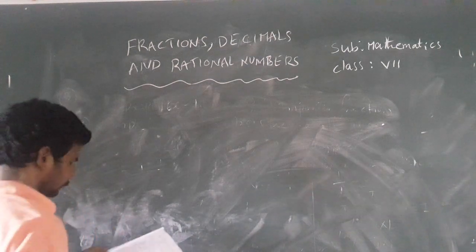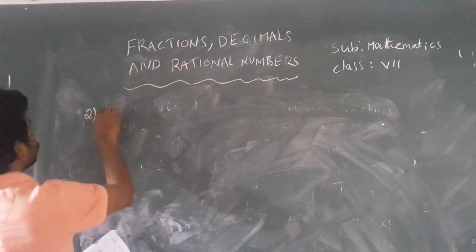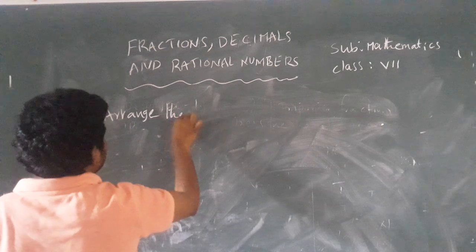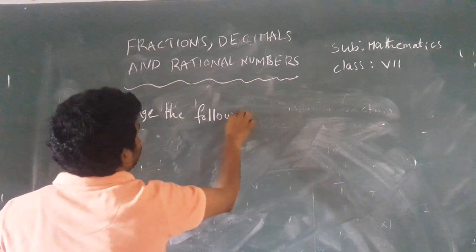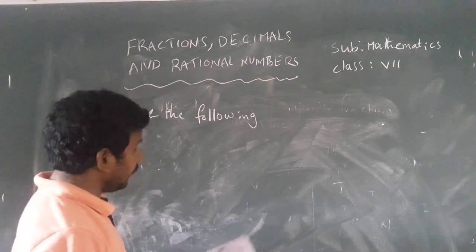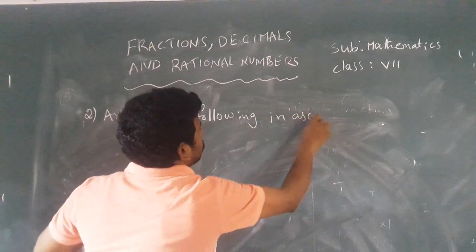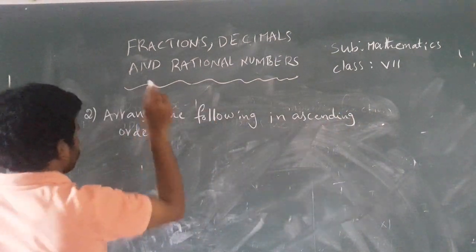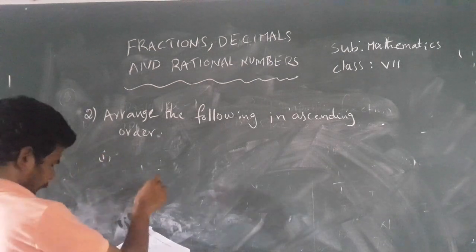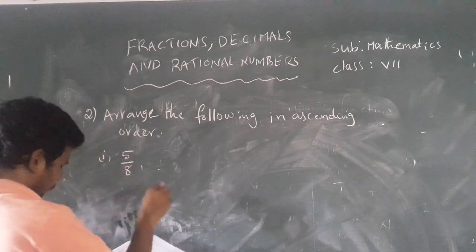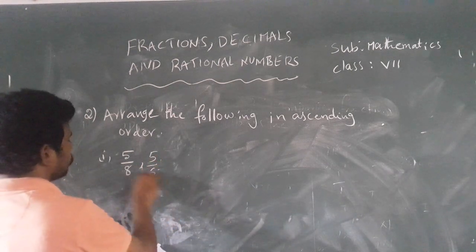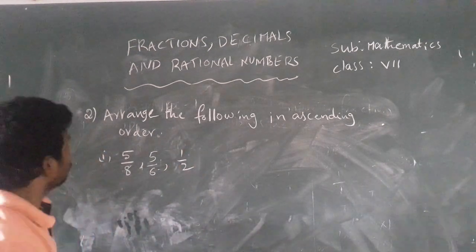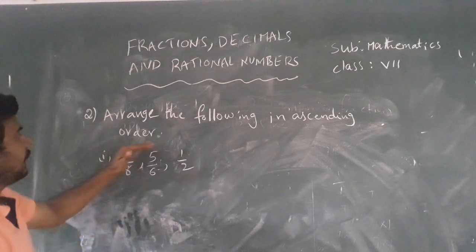Now second one, arrange the following in ascending order. First one: 5 by 8, 5 by 6, 1 by 2. See, children, arrange the following in ascending order.